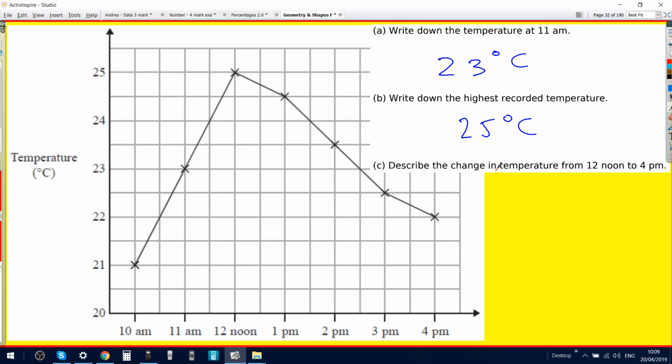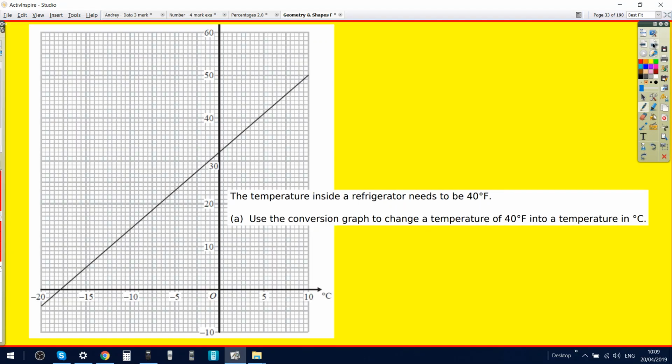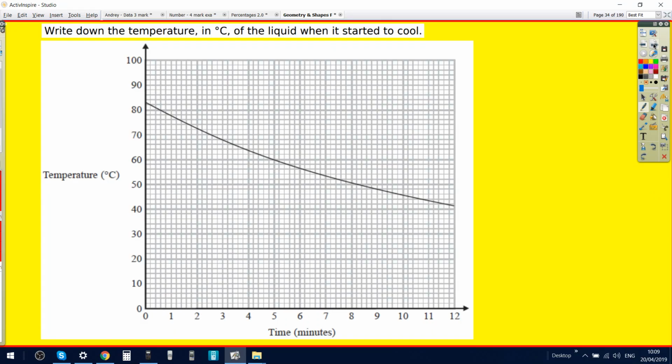It decreases. By how much? So it starts at 25 and ends up at 22. So it decreases by 3 degrees. Yeah. That's okay. How about this one? Is it 82? Yeah.